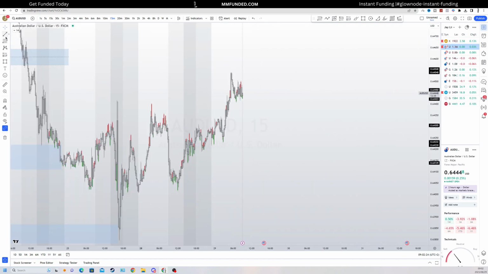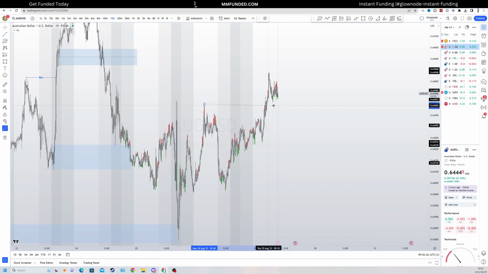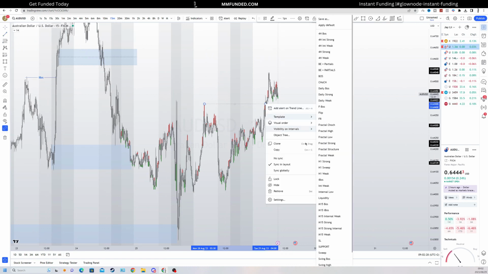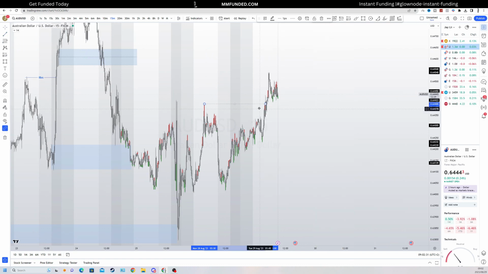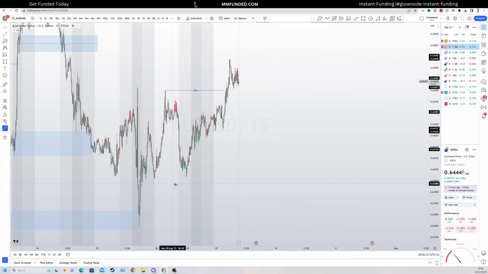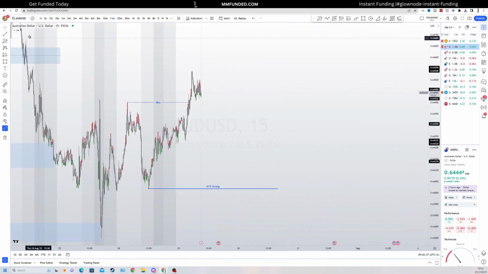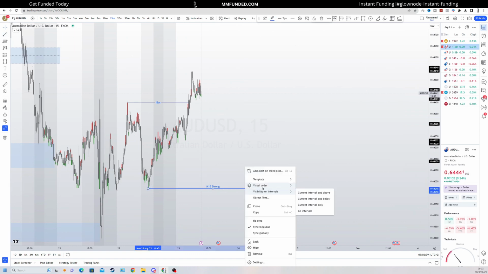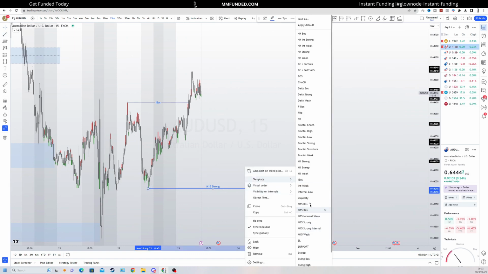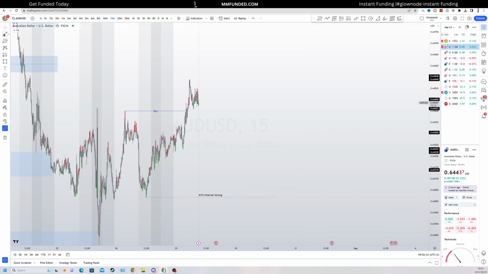Most recently, yesterday, we've had this internal shift to the upside. So that can become our IBOS created by the M15 internal strong low. That must be internal. And our M15 internal weak high.